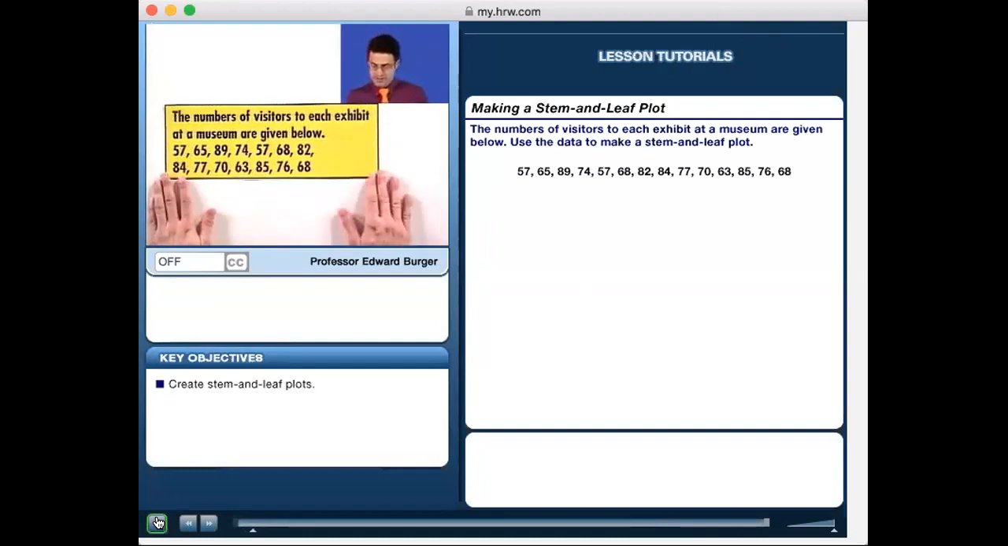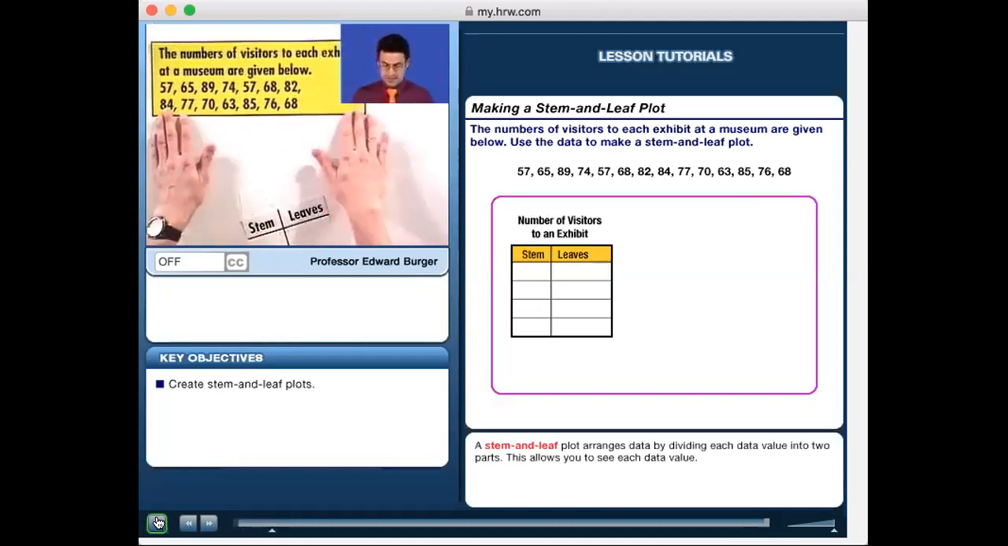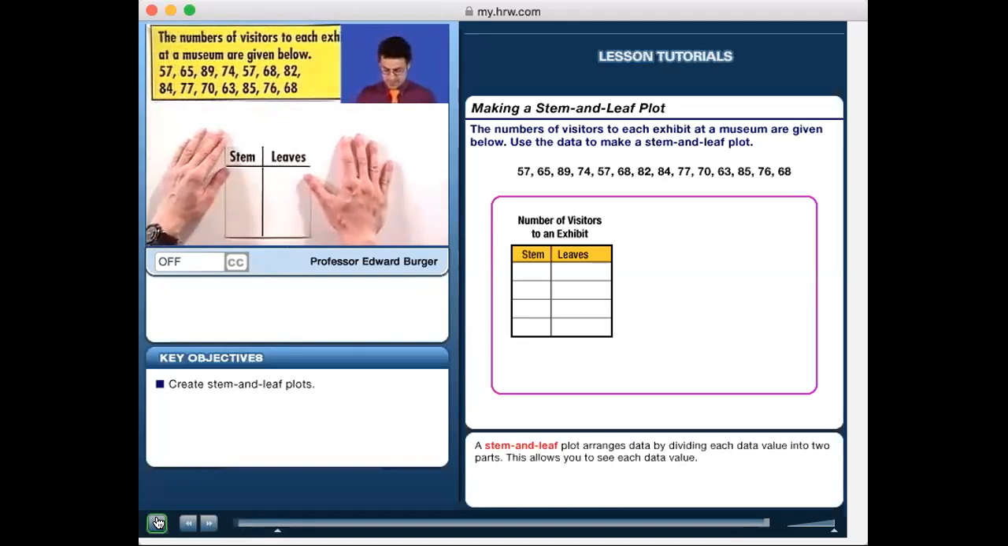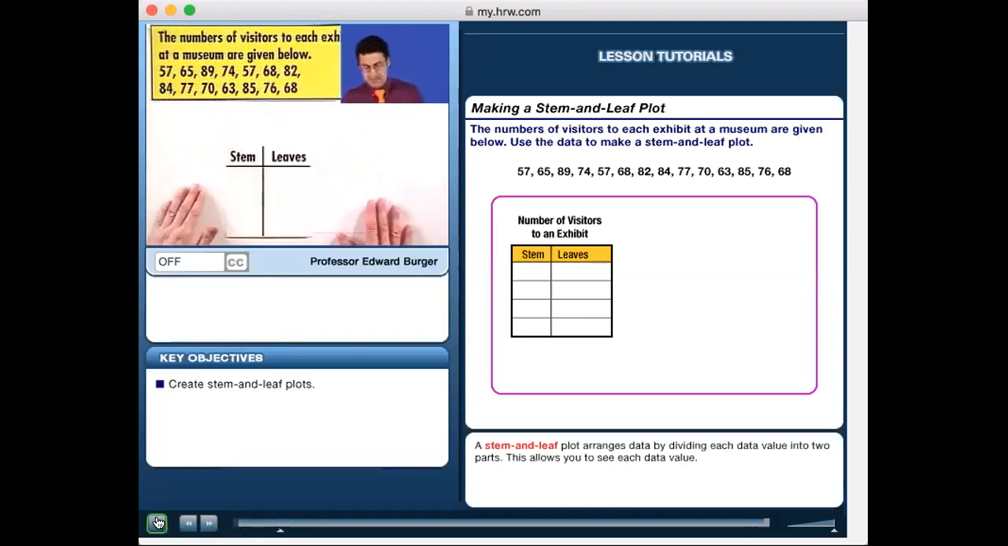So the number of visitors to each exhibit at a museum are given below. And so here we have 57, 65, 89, and so forth, lots of things. How am I going to get a sense of how that data is sort of clustered? Well, one thing we can do actually is generate what's called a stem and leaf plot. So let me actually show you what a stem and leaf plot is, because this stuff is something you will not believe. All right, so a stem and leaf plot basically says I want to focus on the first digit as my stem and the rest of their digits as my leaves, And that way I can get a sense of how the numbers are distributed.